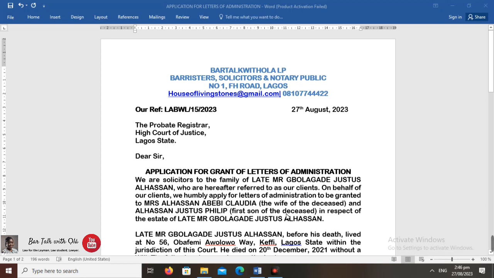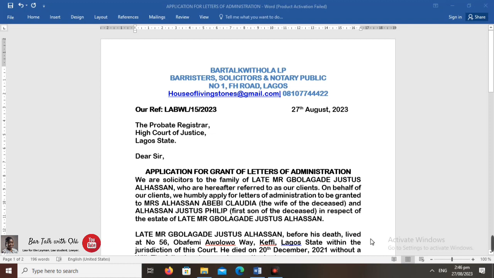We are solicitors to the family of late Mr. Bolagade Justus Alasan, who are hereafter referred to as our clients. Don't forget that this is how most letters start. Most lawyers' letters start like this. You introduce yourself. Because you're writing on behalf of a client, you need to tell us how you are connected to the case and to the client and to the subject matter. So we are solicitors to the family. That's what we have said. And we're going to be referring to the family as our clients going forwards.